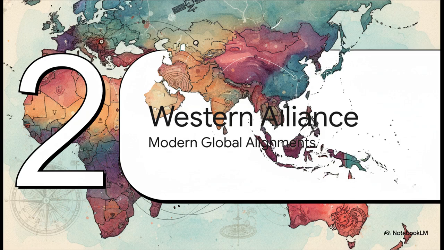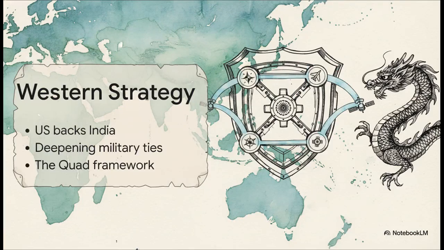Moving right along to Section 2, the Western Alliance Factor. So colonial borders obviously set the stage over a century ago, right? But modern global alignments have added an entirely new, highly volatile layer of complexity to the region. The absolutely crucial point here is how Western alliances are actively influencing the current relationship between these two countries. Many political scientists look at the board and argue that the United States, along with its Western allies, clearly views India as a vital democratic counterweight to China's massive asymmetric rise in Asia.